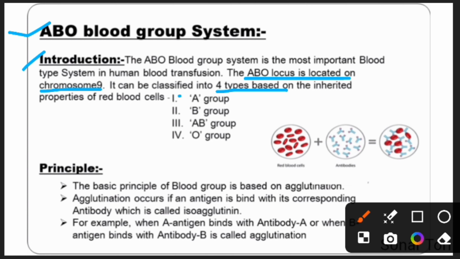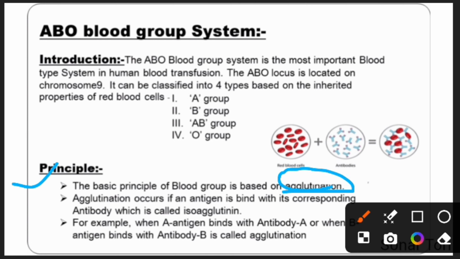One is blood group A, blood group B, blood group AB, and blood group O. Then what is the principle of this blood group? The principle of blood group is based on agglutination.